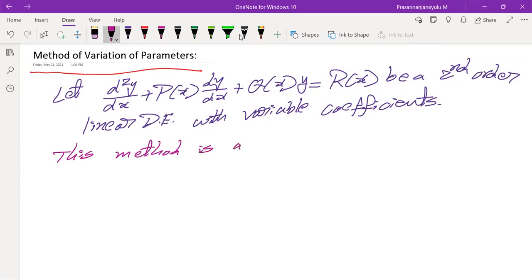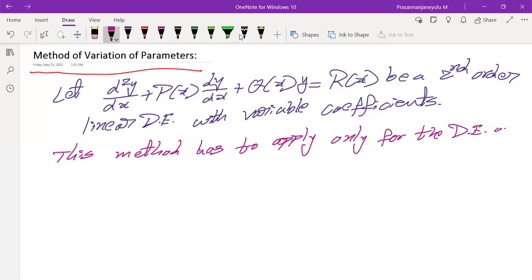This method has to apply only for the differential equation of the form. Here I gave second order linear with variable coefficients. Now I'm taking second order linear with the constant coefficients.